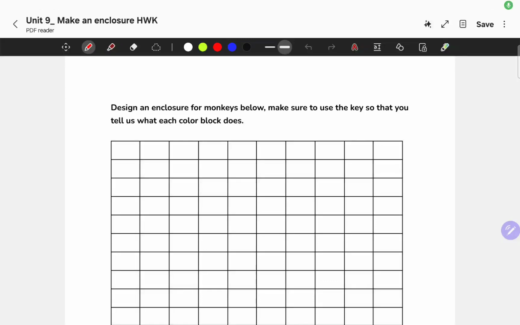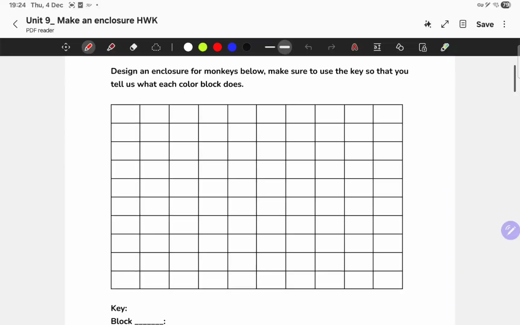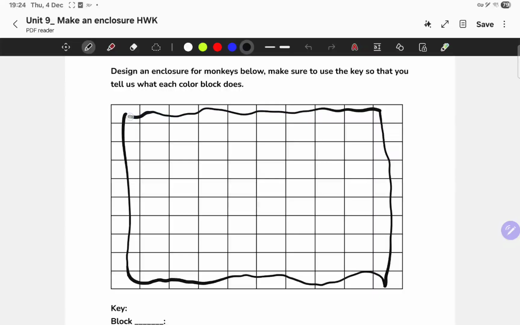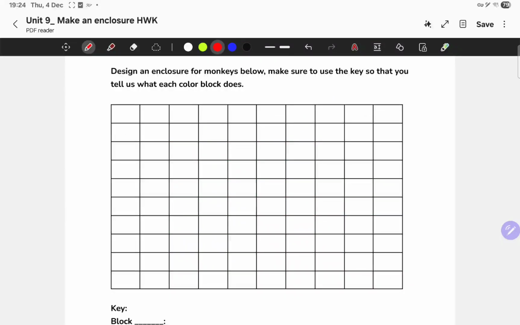Okay, so in this lesson, we're going to be looking at designing enclosures for monkeys. You have a lot of creativity in this homework, but what I want you to remember is that the sides are all going to be used for your walls. So we're not actually going to be using that space. We're going to be using all of this space. But with that being said, it'll be good if we can number our blocks.